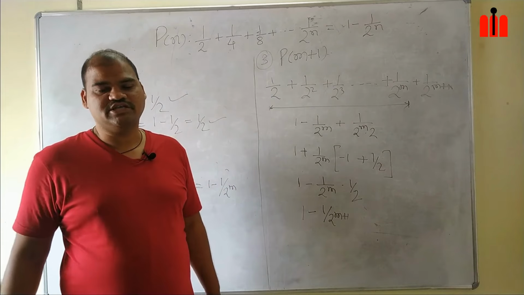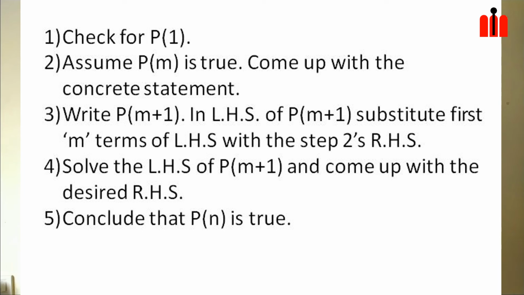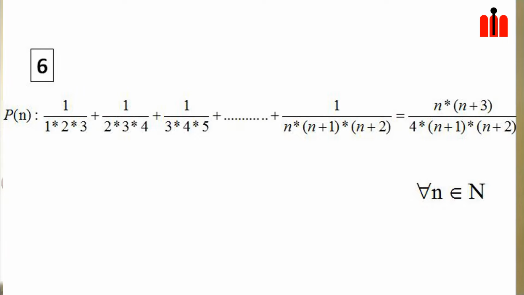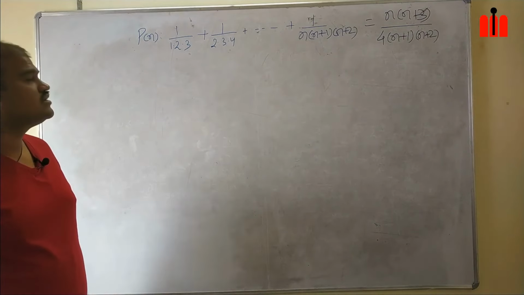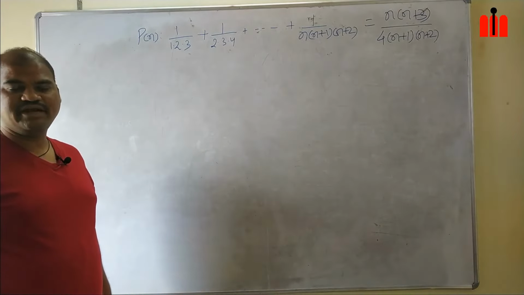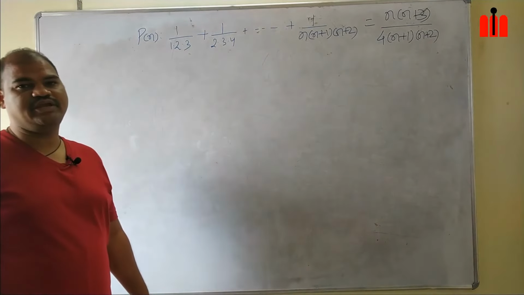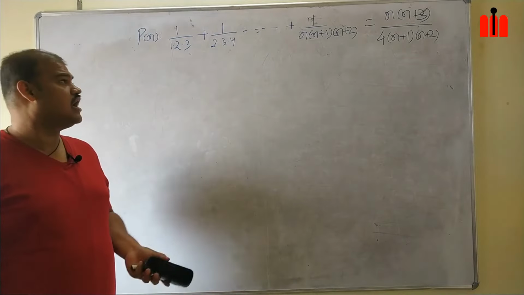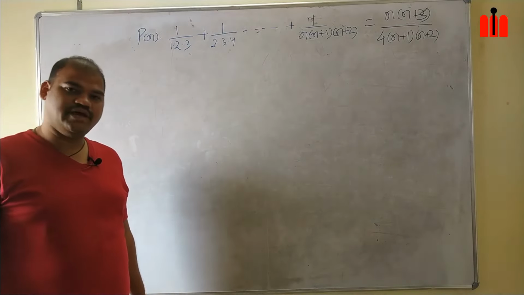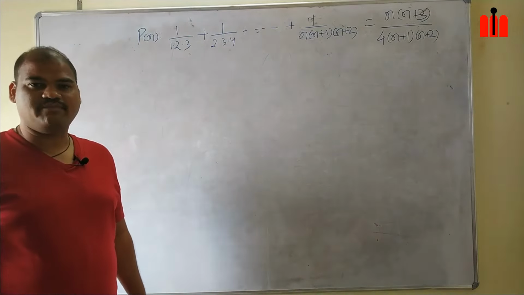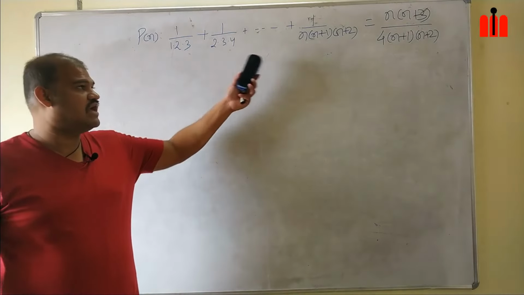Okay. Now the sixth problem is on your screen. So the problem is, my Pn statement is 1/(1·2·3) + 1/(2·3·4) + up to 1/(n(n+1)(n+2)) equal to n(n+3)/(4(n+1)(n+2)). Okay, this is my LHS and that is my RHS.